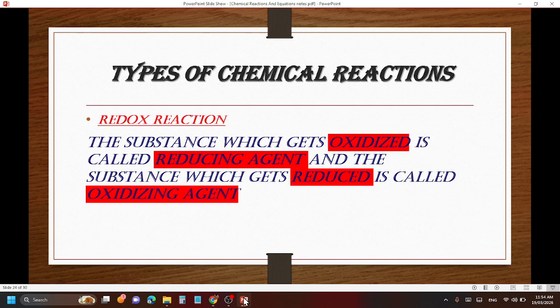So when a substance is oxidized, that substance is called the reducing agent. Opposite. I think everybody would have seen that Akshay Kumar meme where he slaps his finger and things get exchanged. Similarly, oxidized is reducing agent, reduced is oxidizing agent. The substance which gets oxidized is called the reducing agent. The substance in which oxygen is added is the reducing agent, and the substance in which oxygen is removed, that is reduced, is called the oxidizing agent.